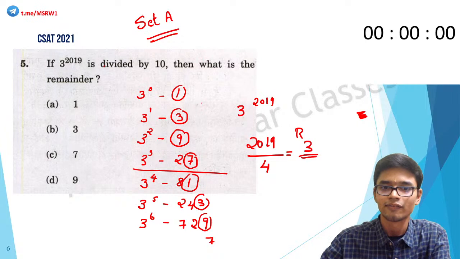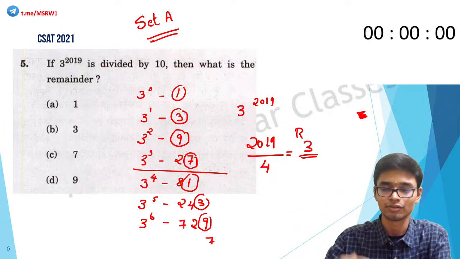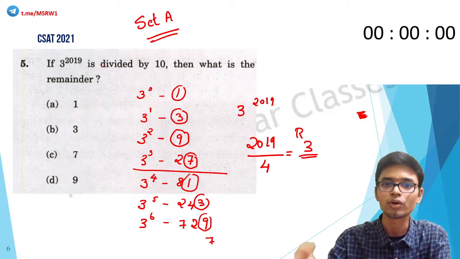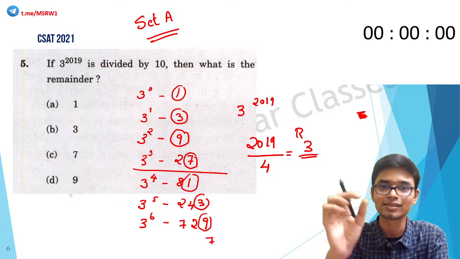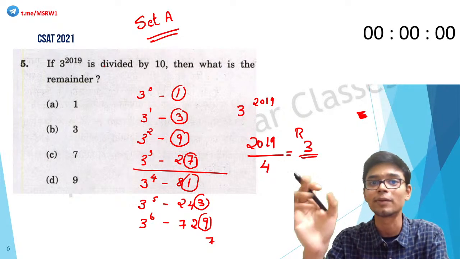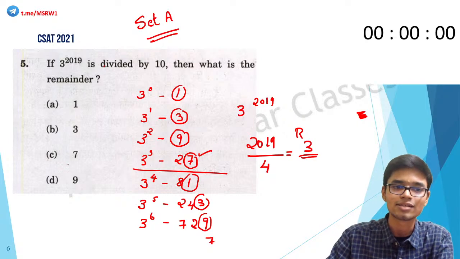So, we can say that dividing 2019 by 4 gives you the answer 3. Now we have to find the units digit in 3 to the power 3. So look at this. In 3 to the power 3, the unit digit is 7. So the answer will be 7.